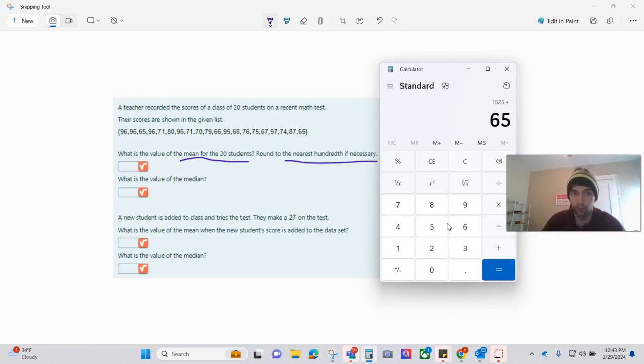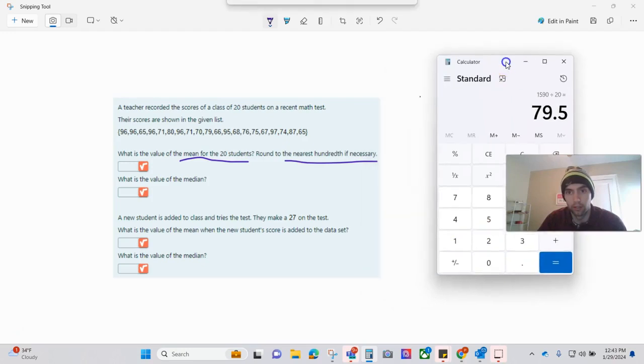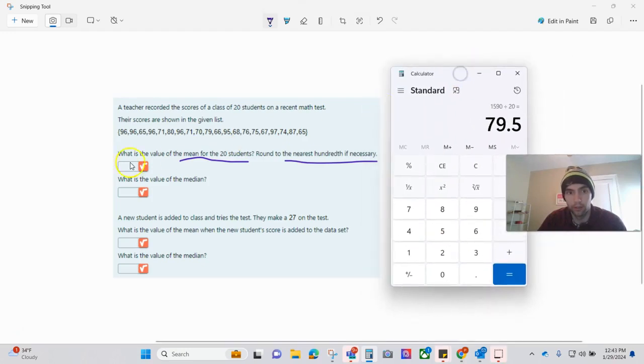Okay, if you get a question wrong, first step you got to do is just redo the question. Just start all the way over and try it again because you probably forgot a number. It's probably what happened. So I added all my numbers up. Now I divide that by how many numbers there are. 79.5.